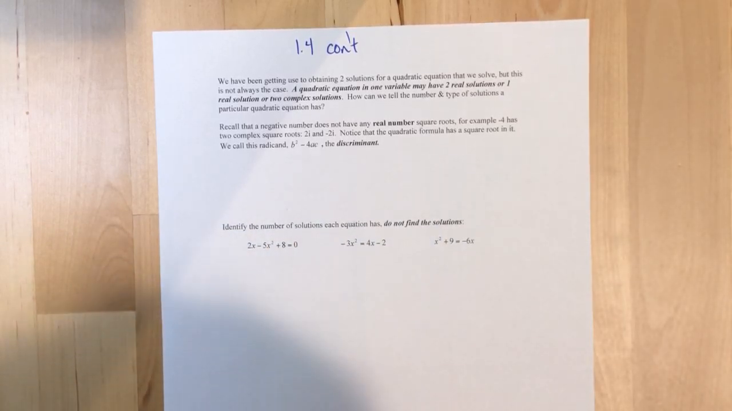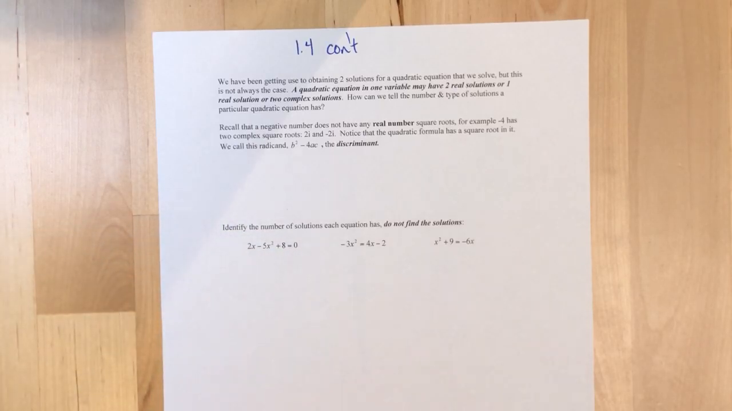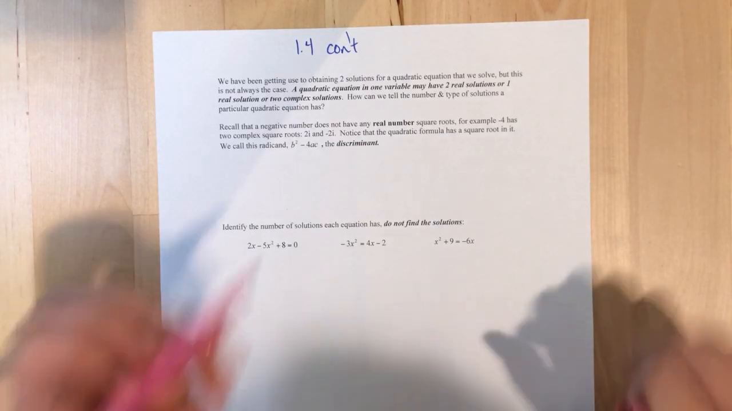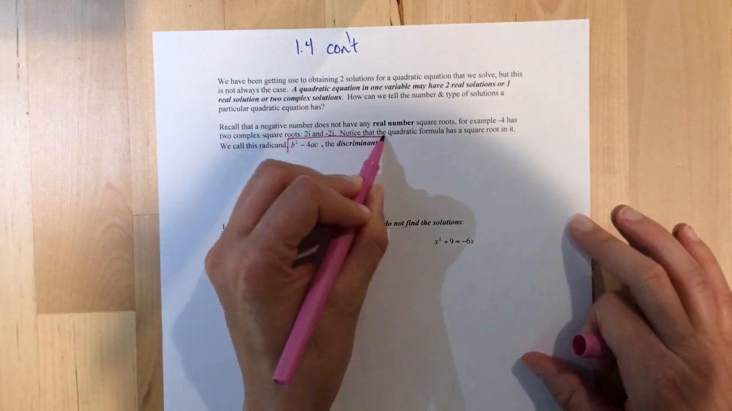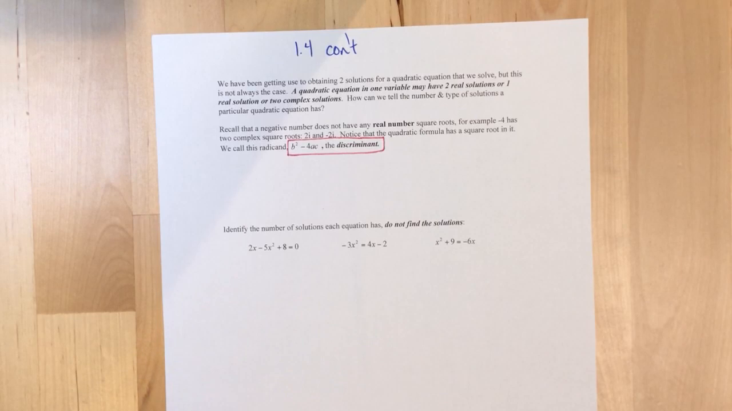Well, recall that a negative number does not have any real number square roots. For example, -4 has two complex square roots, 2i and -2i. Notice that the quadratic formula has a square root in it. We call this radicand, b squared minus 4ac, the discriminant. So this is something important that you will need to know. B squared minus 4ac is the discriminant.